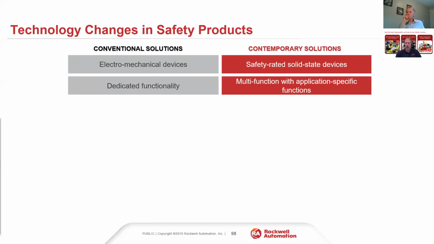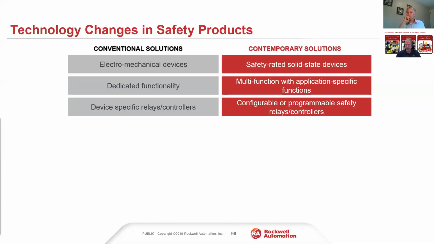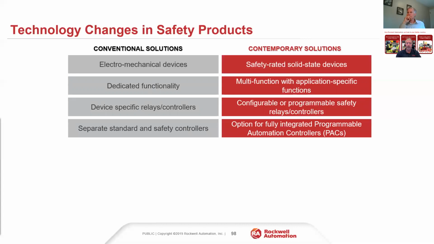When we talk about the conventional solution, many times we talk about very dedicated functionality, whereas with contemporary solutions, we have many more things that we can do within a product than we had previously. Think about software configurable safety relays, or hardware configurable relays, as an example, where we typically had a dedicated function. Now we can have multiple functions in one product that can handle different things. Device-specific relays and controllers, same idea here, where we can have configurable, programmable type products.